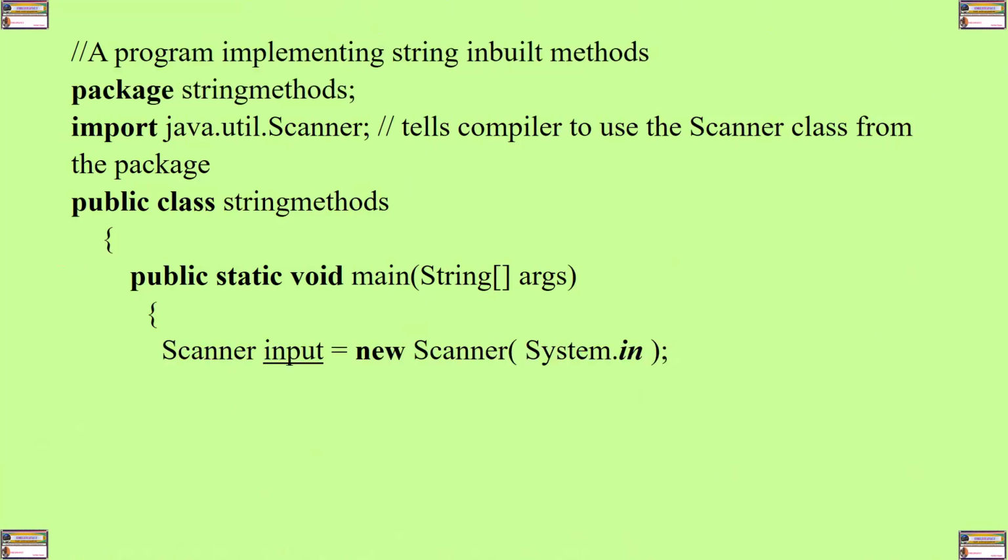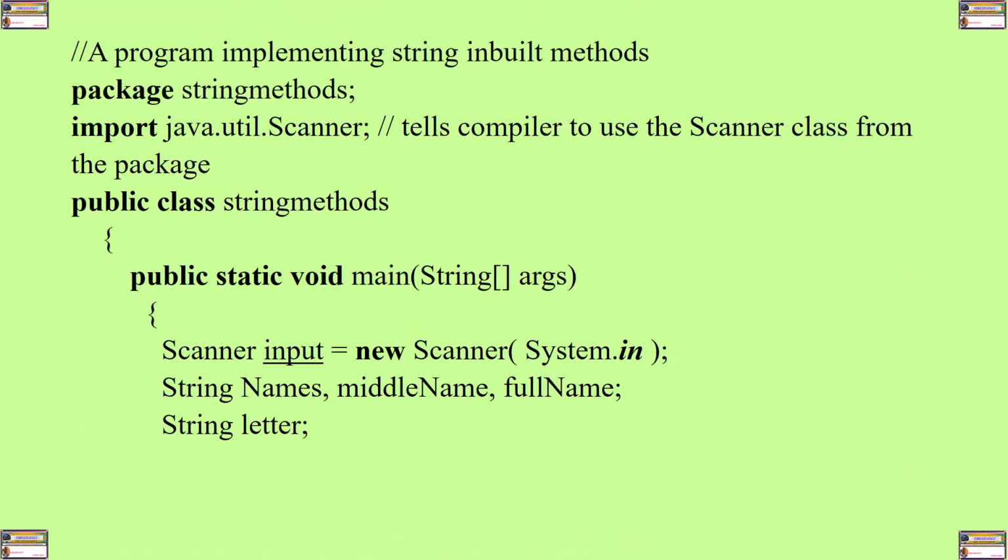Within the definition of the main method is the statement declaring an object input of type Scanner, which will be used to read various values, to be able to work with the various methods for input. Then we declare the variables full name, middle name, and names, which are of type string. We also declare a variable called letter of type string. We have a variable called num of type integer. So those are declarations.